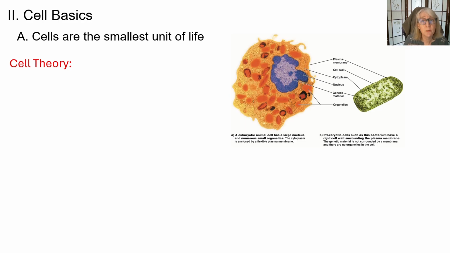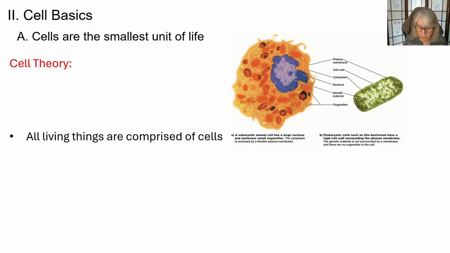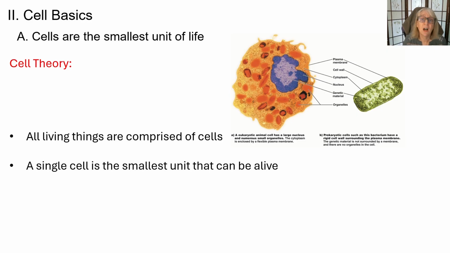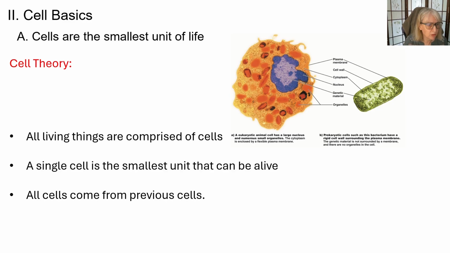Because cell theory is the idea that all life is made out of cells. All living things are comprised of cells. A single cell is actually the smallest thing that can be considered alive. If you're less than a cell, you're a molecule, or you're an atom, you're not considered alive. And all cells come from previous cells. Cell theory is the basic idea of how we fundamentally understand life to exist.